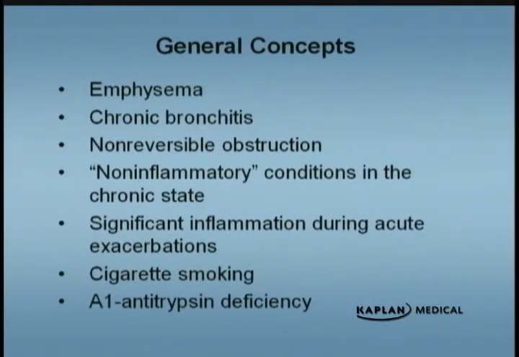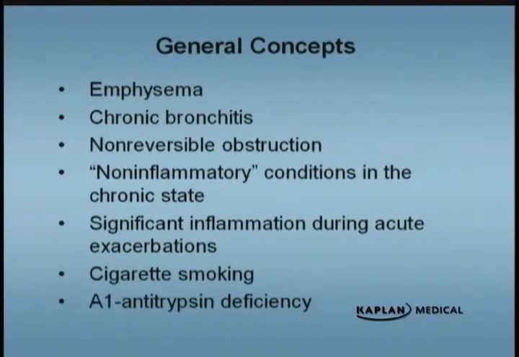So the general concepts are that there's two types of chronic obstructive lung disease: emphysema and chronic bronchitis. Emphysema is really a pathologic diagnosis; the definition means permanent dilatation of the alveoli from the terminal bronchiole to the alveolar membrane. Permanent dilatation and destruction of both the terminal bronchioles and the alveolar membrane.